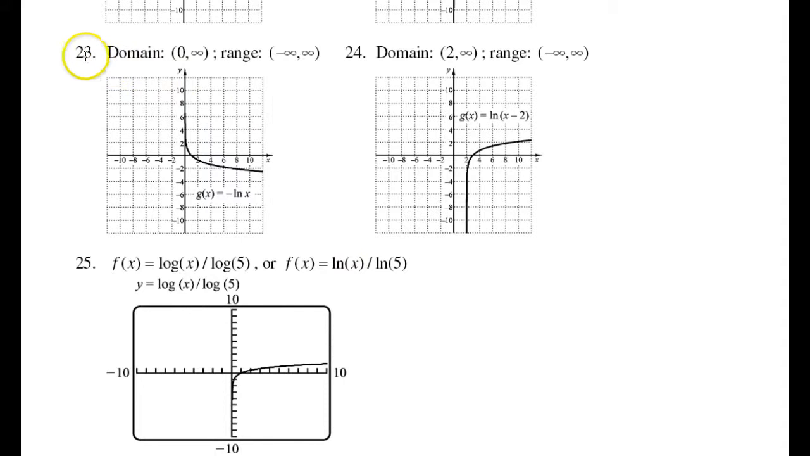And there are 23 and 24. The equations are written here. Notice these are natural logs. And again, the parentheses here are very important. Notice it's a -2, so it's been switched to the right, or translated to the right, to the +2. But again, 2 is not included in the domain, and the range is from -infinity to +infinity.